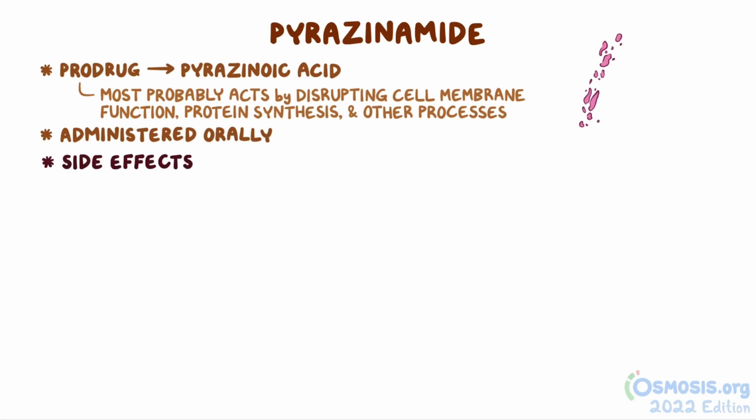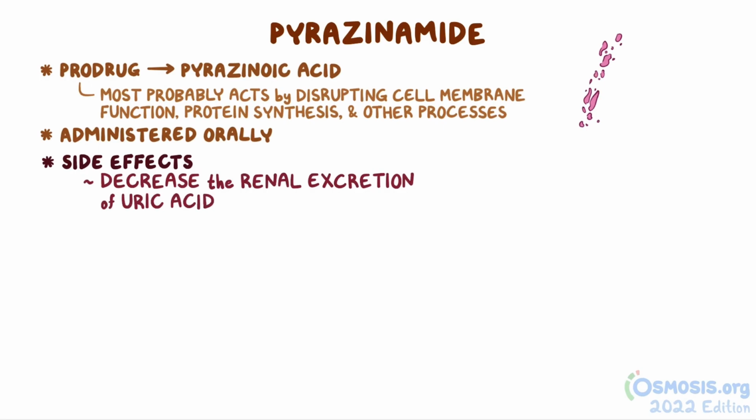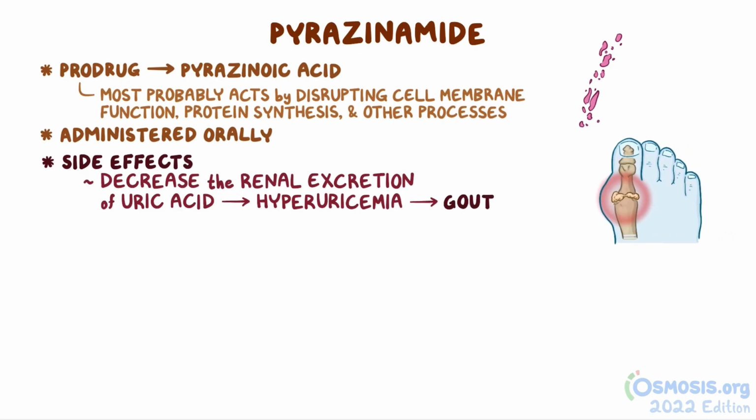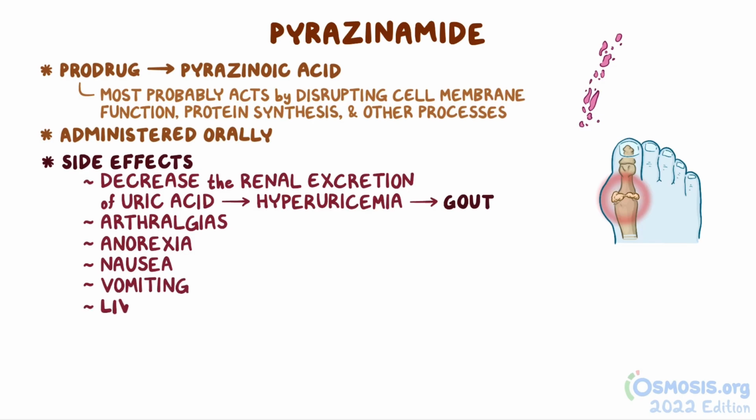Like ethambutol, pyrazinamide also inhibits the excretion of uric acid, almost always causing hyperuricemia, which can cause acute episodes of gout. Other side effects include arthralgias, anorexia, nausea, and vomiting. But the most important is liver damage. So, pyrazinamide should be avoided in people with liver disease.